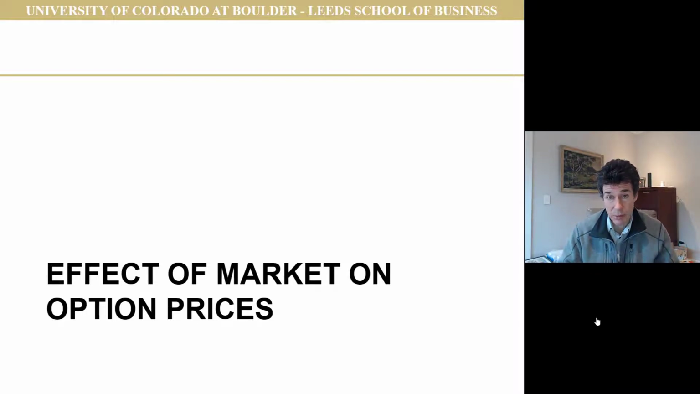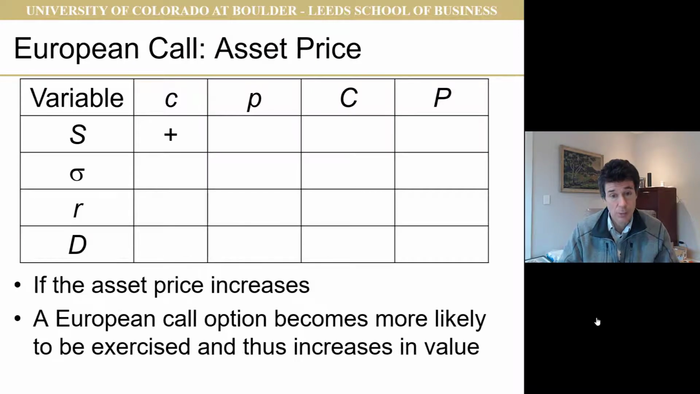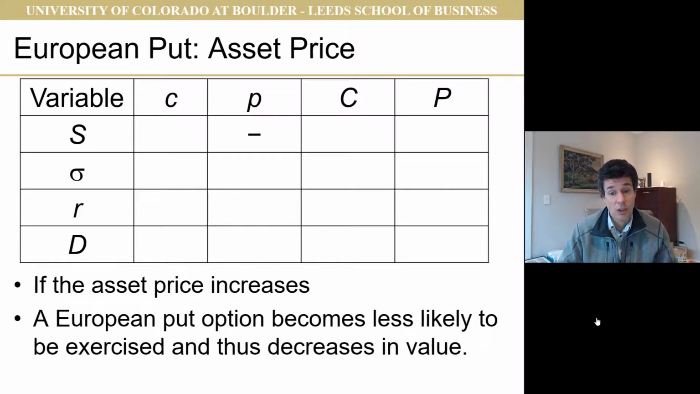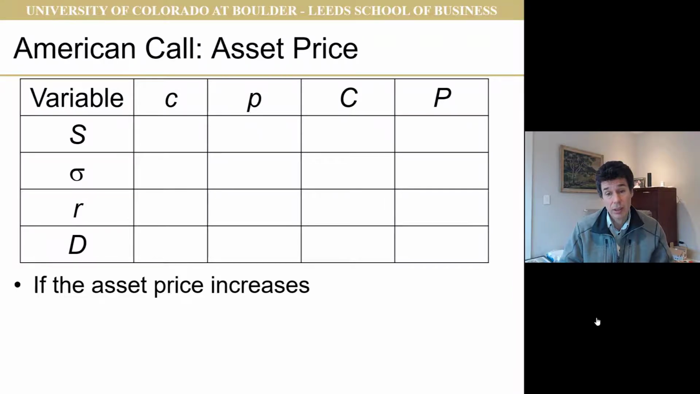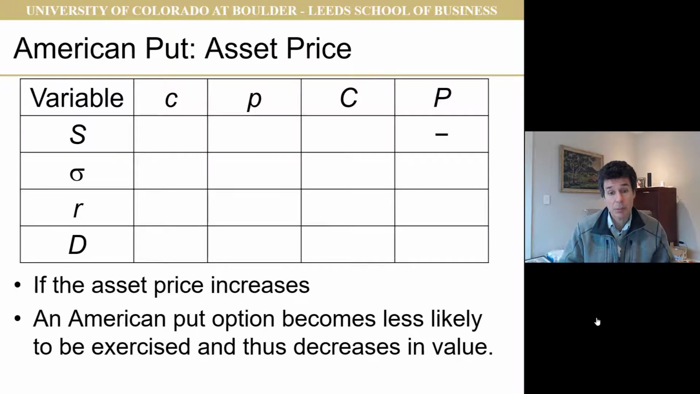Some of our parameters are the market parameters, and we're going to think about how those affect option prices. So, spot, the asset price. If the asset price increases, European calls become more valuable, because they're more likely to be exercised. European puts, if the asset price increases, become less likely to be exercised, and thus they decrease in value. American calls, same as European calls. If the asset price increases, the American call value goes up. American puts, same as European puts. If the asset price increases, the American put option becomes less valuable.